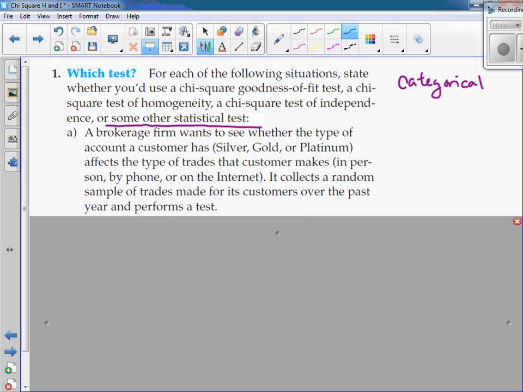All right, here we go. Number 1A. A brokerage firm wants to see whether the type of account a customer has affects the type of trades that customer makes. It collects a random sample of trades made for its customers over the past year and performs a test.